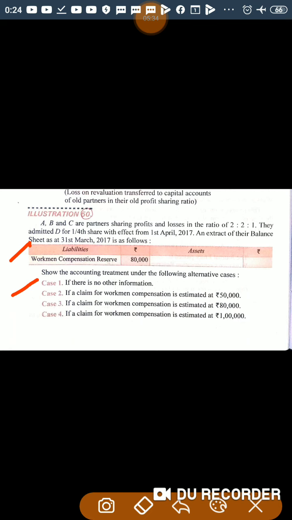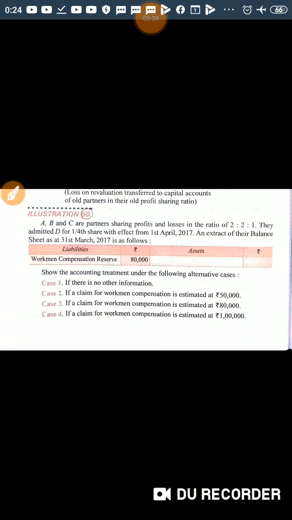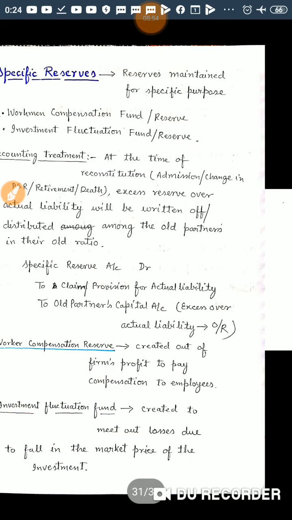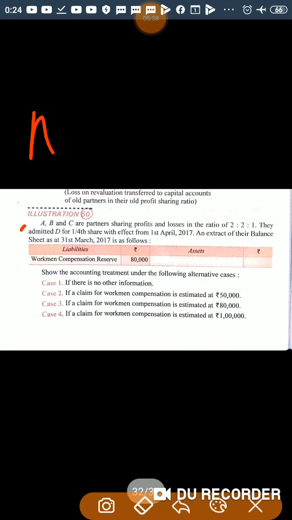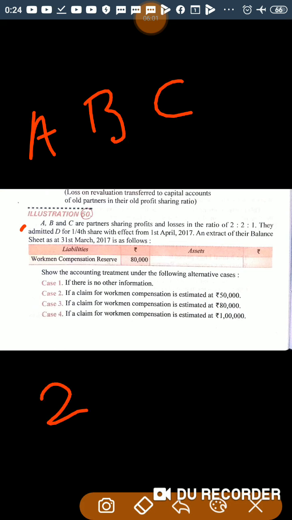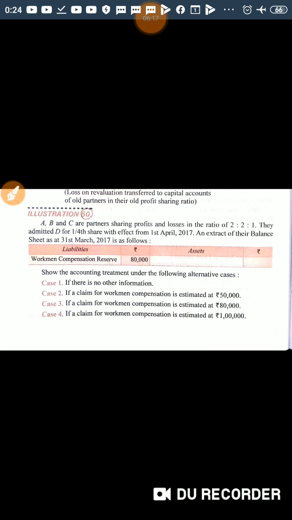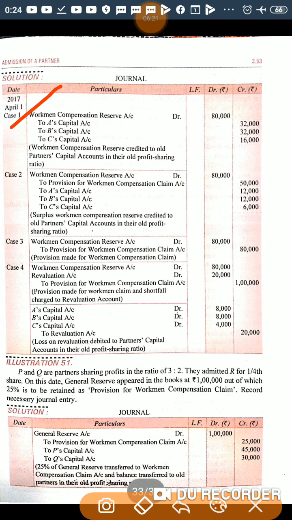So in case one, if there is no other information, it means there is no liability towards workmen compensation. So the whole amount of workmen compensation reserve will be distributed among the old partners in their old ratio. The old partners are A, B and C, and their old ratio is 2:2:1. So this 80,000 will be distributed among A, B, C in their old profit sharing ratio. And the journal entry will be: workmen compensation reserve account debited with 80,000, to A's capital account, to B's capital account, to C's capital account in their old profit sharing ratio.